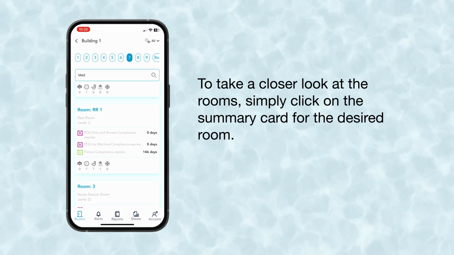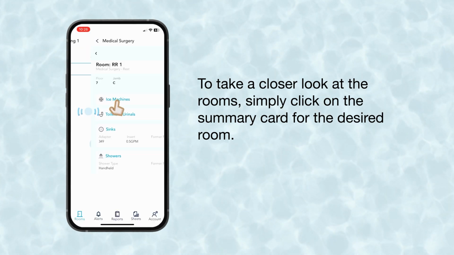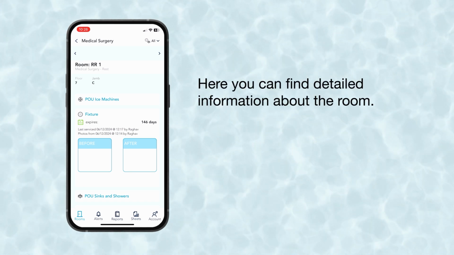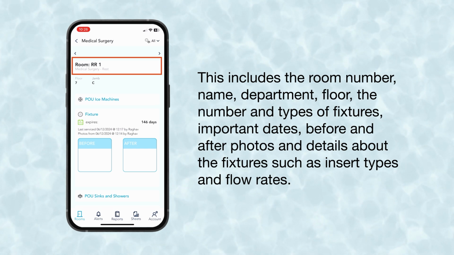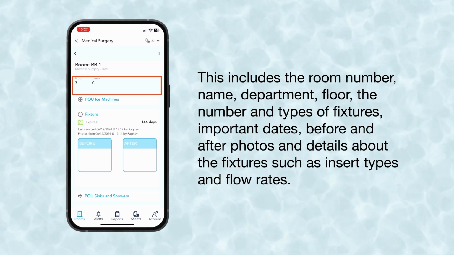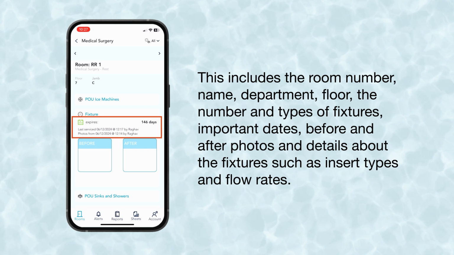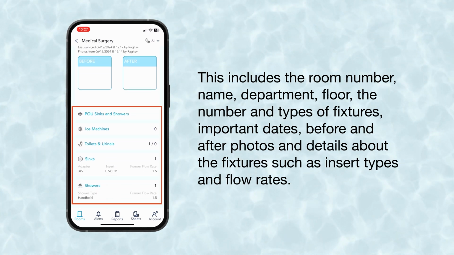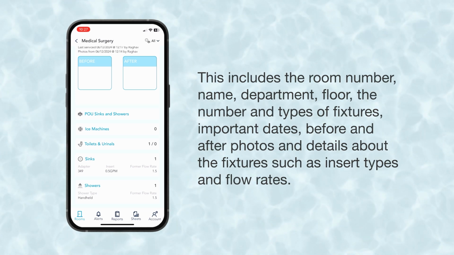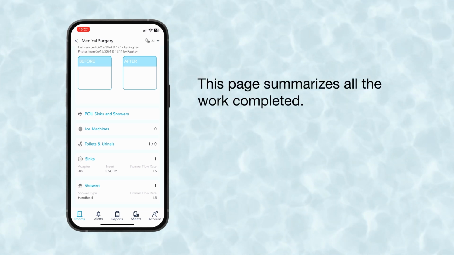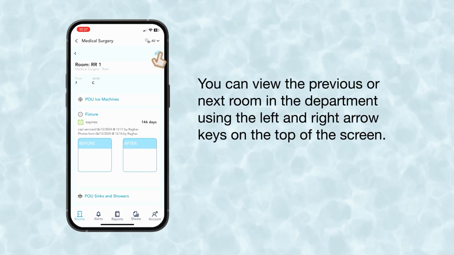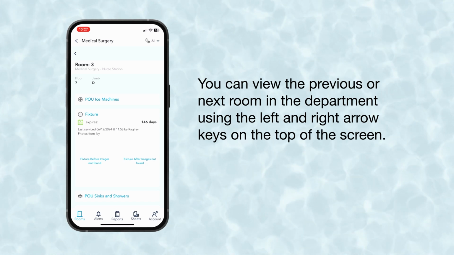Rooms. To take a closer look at the rooms, simply click on the summary card for the desired room. Here you can find detailed information about the room. This includes the room number, name, department, floor, the number and types of fixtures, important dates, before and after photos, and details about the fixtures, such as insert types and flow rates. This page summarizes all the work completed. You can view the previous or next room in the department using the left and right arrow keys on the top of the screen.